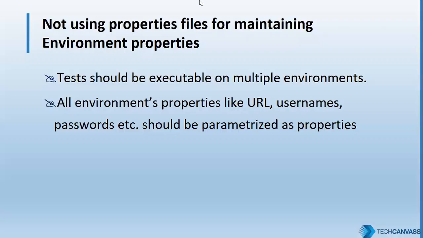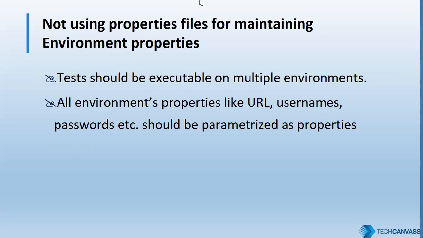The next mistake that we will discuss is not using properties files for maintaining environment properties. We know that test automation frameworks nowadays are built to be executed on multiple environments. We cannot tie our test scripts or test automation framework to a single environment. Also, the practice of hard coding environment parameters like URLs, ports, username, password, etc. should be avoided. All these configuration parameters which are related to the environment should be parameterized and put into an external properties file which can be easily updated with Notepad.